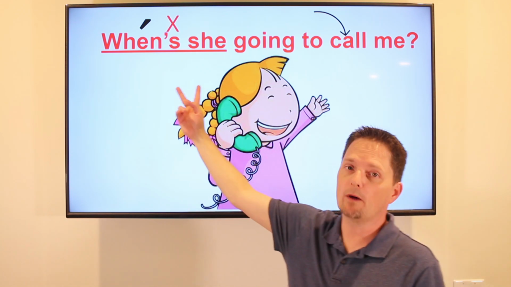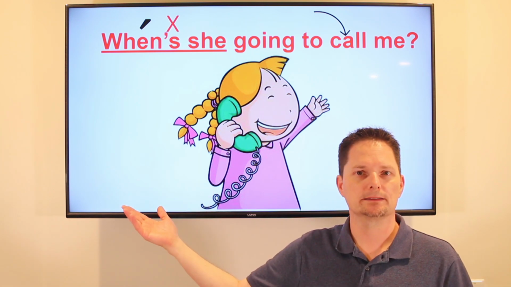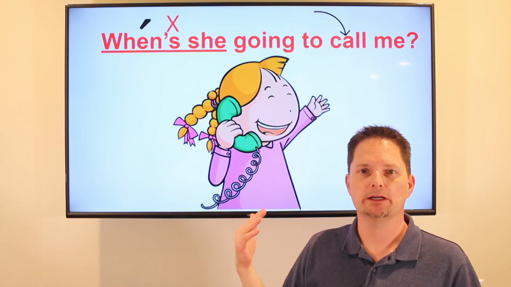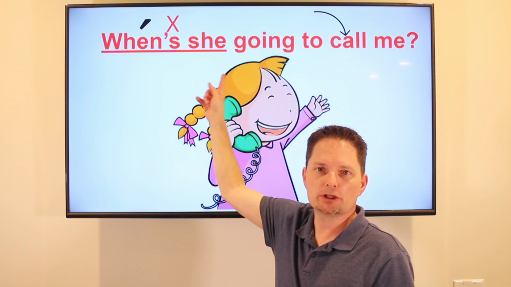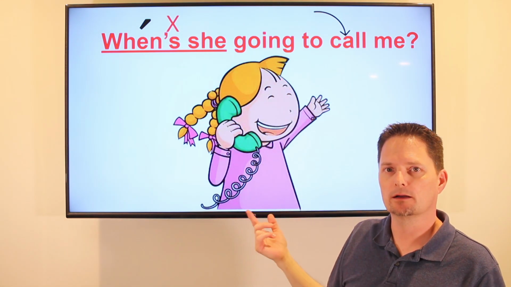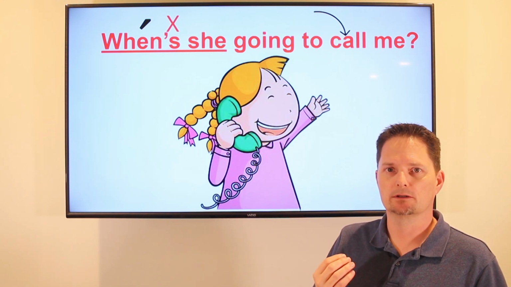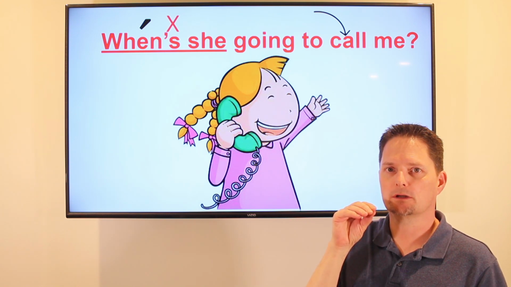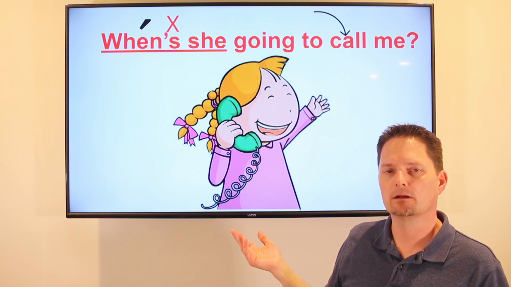Pronunciation. When is together, when's. If you separate the words, when's she. But if you put them together, when she. You don't hear the S. When she going to, you hear gonna. When she gonna. Remember, gonna is a short sound and it's down here. G, g, g. And it's closed. G, g. Not ga, g. Gonna, gonna. When's she gonna call me?